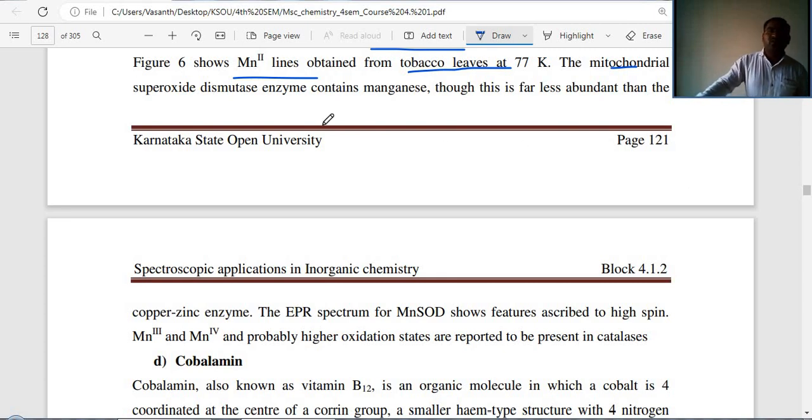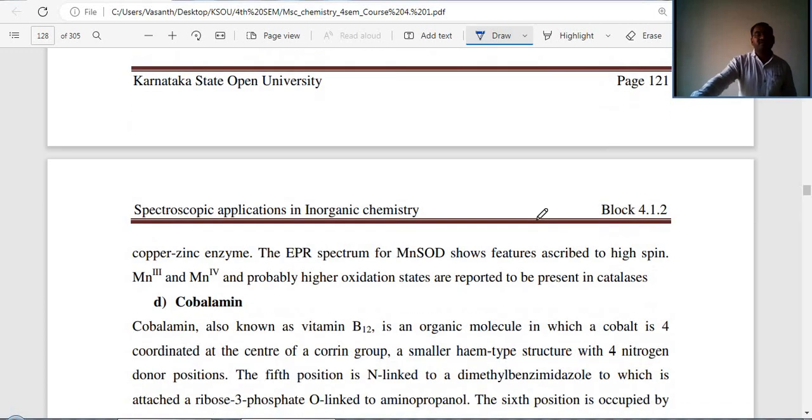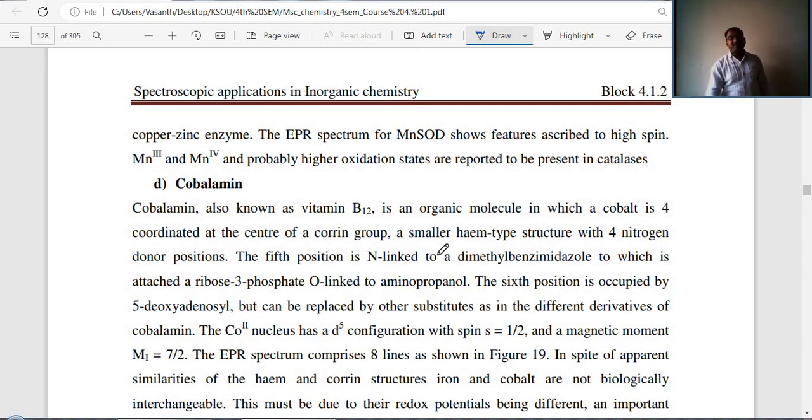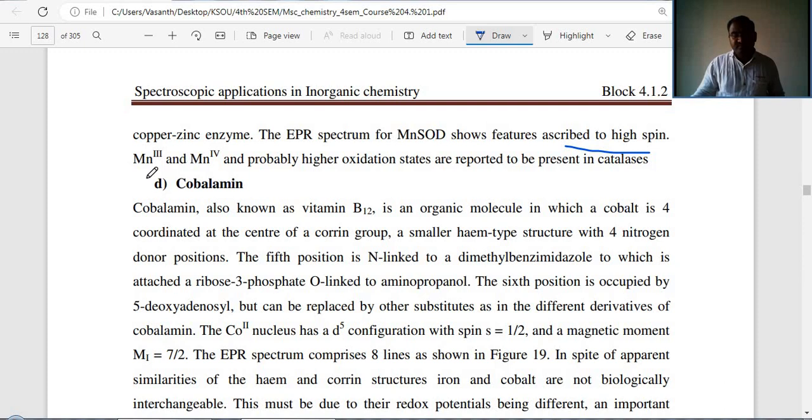The mitochondrial superoxide dismutase enzyme contains manganese, though this is far less abundant than the copper-zinc systems. This EPR spectrum for the manganese molecule shows features ascribed to high spin. Manganese(III) and manganese(IV) and probable higher oxidation states are reported to be present in catalysis.